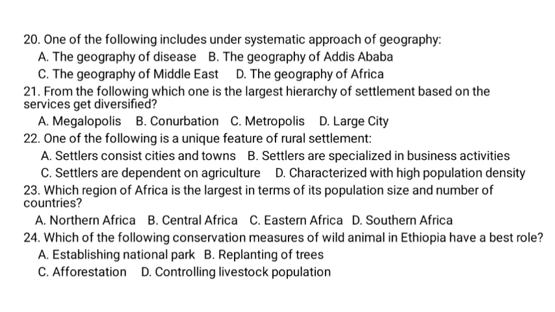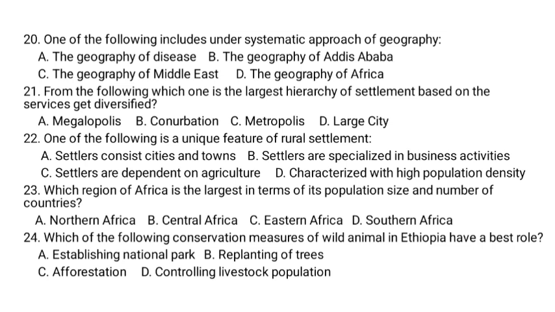Question number 21. From the following, which one is the largest hierarchy of settlement based on service diversity? A. Megalopolis. B. Conurbation. C. Metropolis. D. Large city. Question number 22. One of the following is a unique feature of rural settlement. Which one is it? A. Settlers consist of cities and towns. B. Settlers are specialized in business activities. C. Settlers are dependent on agriculture. D. Characterized by high population density.